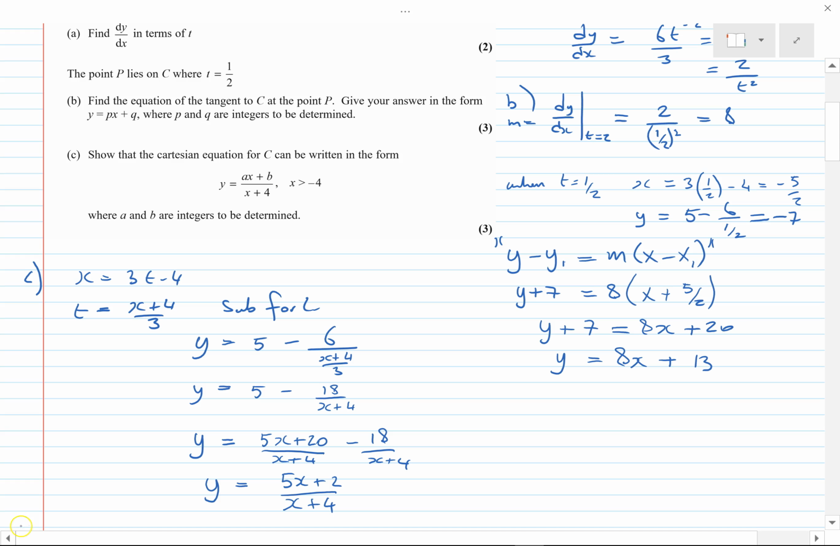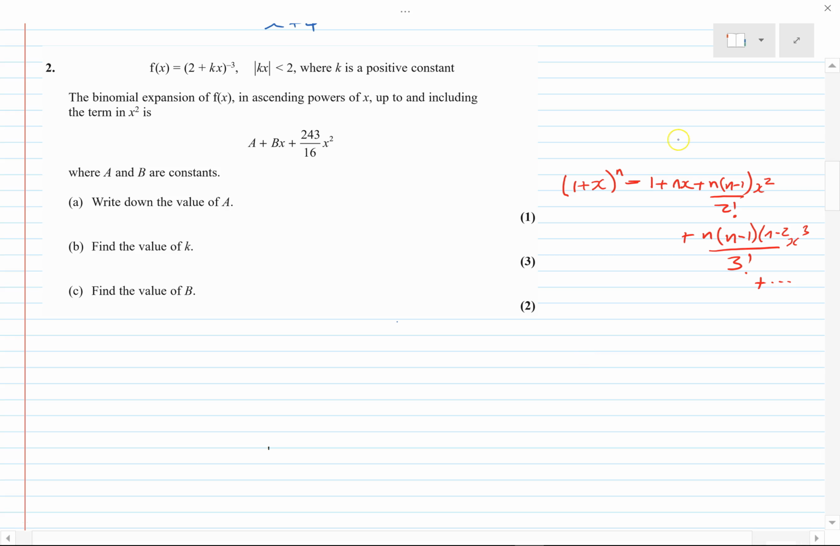Okay, let's look at question 2. So question 2 is a binomial question. You'll find the binomial formula included in the general one for any value of n that we use in C4, in the C2 formula. But we should know it really. If we've used it enough, it should be pretty clear.